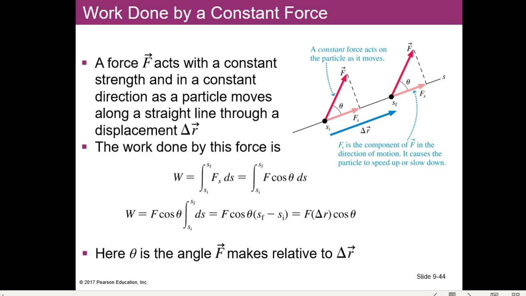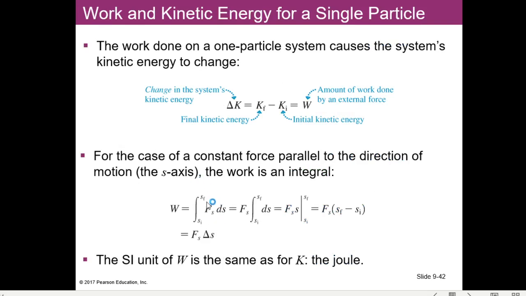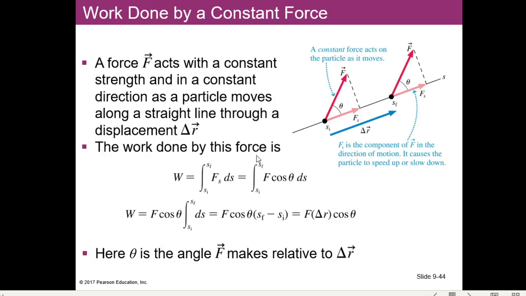Okay, what if the force is constant but not in the same direction as the displacement? Then only the amount of the force that is in the direction of the displacement is going to actually do work. That's what we meant by F sub S, the amount of the force arrow that's in the direction of the displacement. Before, the force was parallel to the displacement, so all of the force was in the S direction. But now we're considering a case where some of the force is not in the S direction, but some of it is.